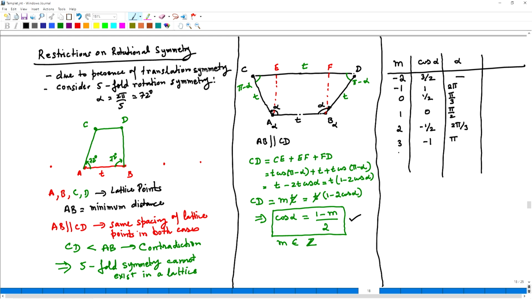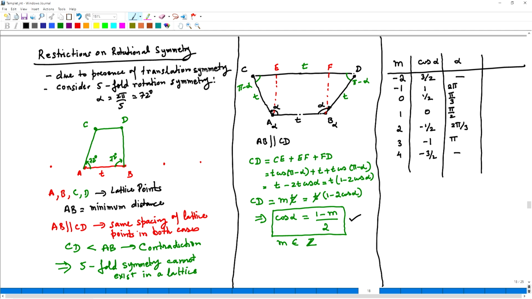If I take m equal to 4, then this will become minus 3 by 2. Now this value has gone less than minus 1, hence this is again an invalid value for cos alpha. So, we can't have any alpha for that, and subsequently larger numbers would lead to larger negative values, and hence those are not valid. So, the only possible values of m go from minus 1, 0, 1, 2 and 3.